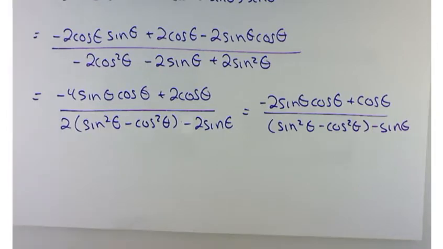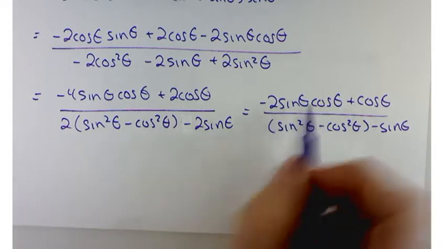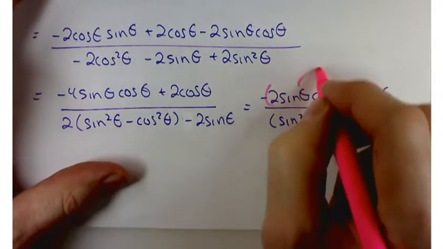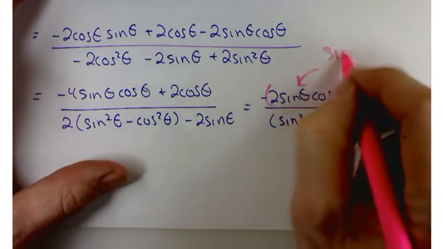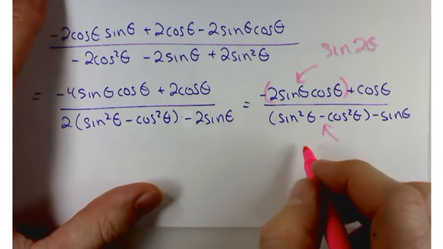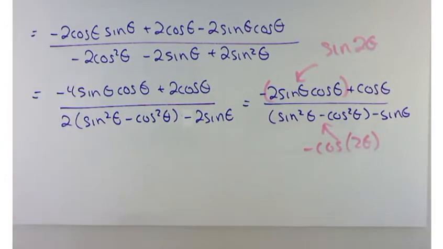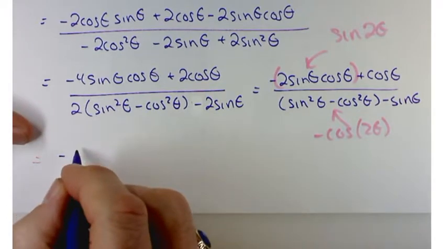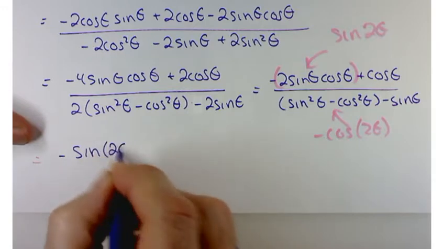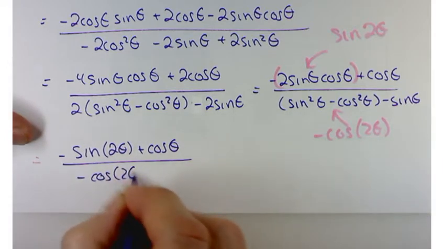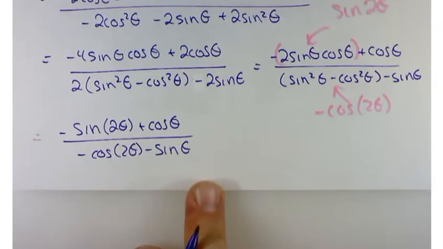There's one last thing that I'm going to do to try and clean this up just a little bit more. Right here, this term is actually one that you have a nice trigonometric identity for. Does anyone remember it? Good. Sine of 2 theta. And this one is minus cosine of 2 theta. So let's clean that up a little bit more. Minus sine of 2 theta plus cosine of theta over minus cosine of 2 theta minus sine of theta. I think that's pretty good.